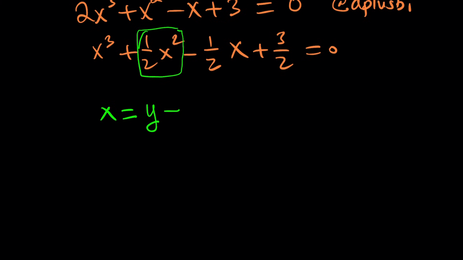Now I'm going to look at the coefficient of x squared and divide it by the degree of this polynomial equation, which is 3, right? What is 1/2 divided by 3? 1/6, right? So if you replace x with y minus 1/6, guess what's going to happen? You're going to get an equation that has y cubed, but has no y squared. It's going to jump to y, and then it's going to be a constant.